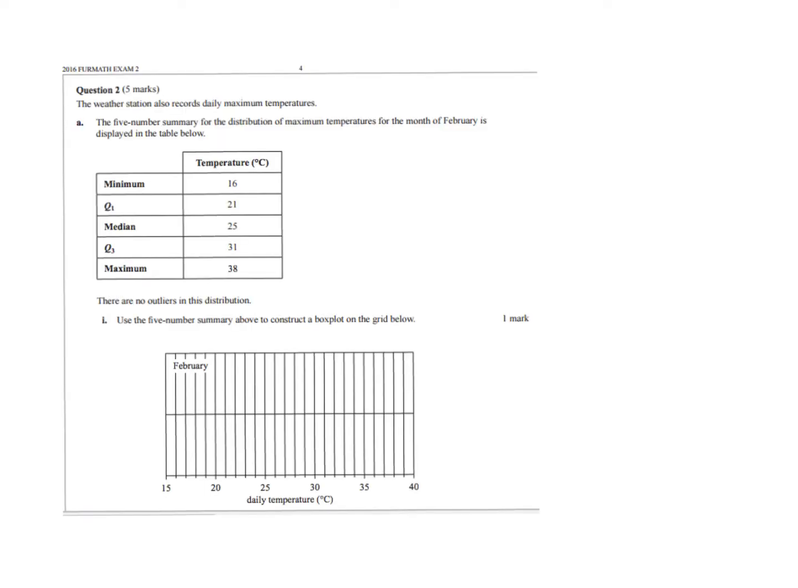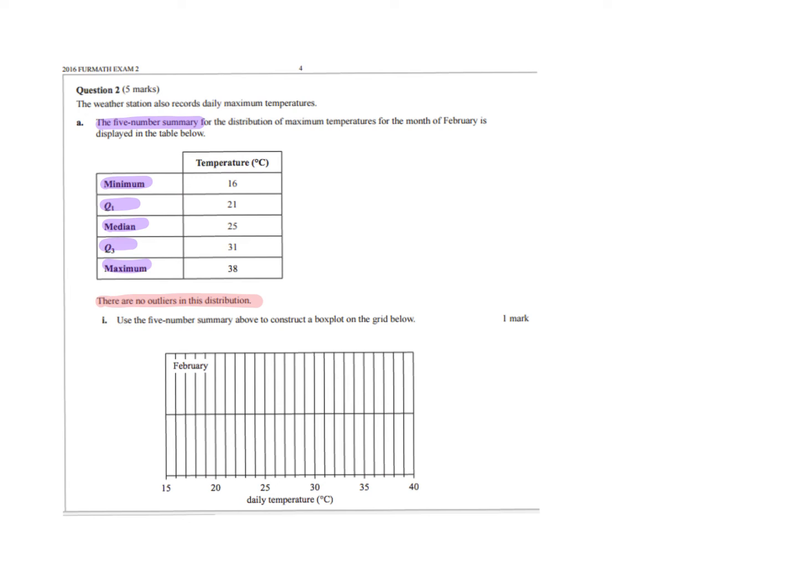Okay, let's just go through a few exam questions. So this was out of the 2016. The weather station also recorded daily maximum temperatures, and we can see the 5-number summary has been given to us here. Okay, really important that they told us there's no outliers, because from the 5-number summary, they want us to draw a box plot. Without the data, I couldn't be sure whether there was an outlier or not, so they had to tell me that. And so all you had to do is just draw it in.